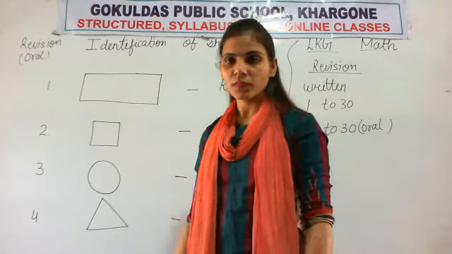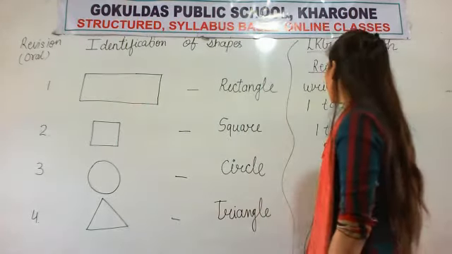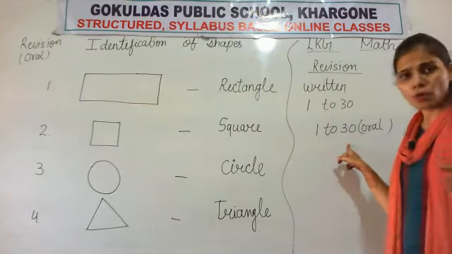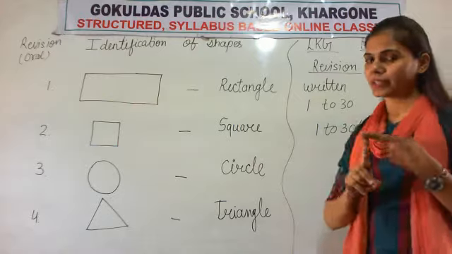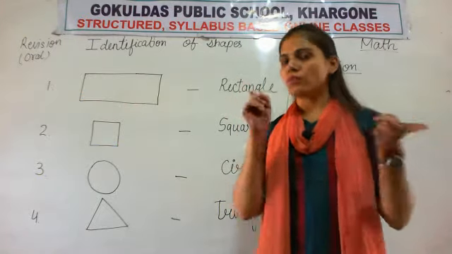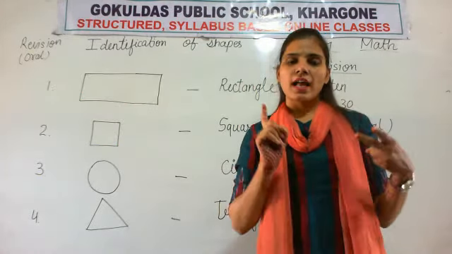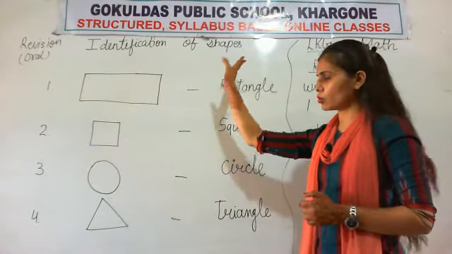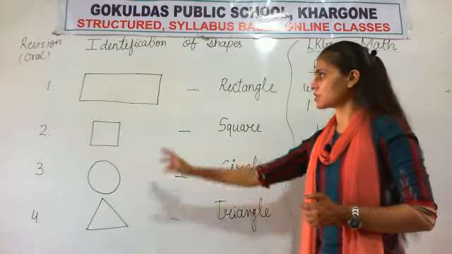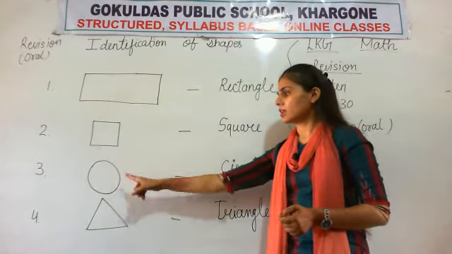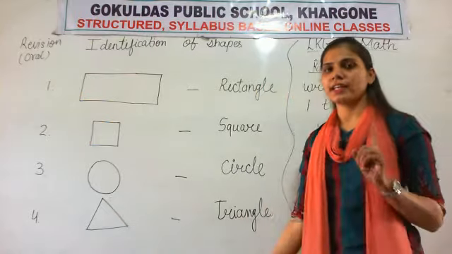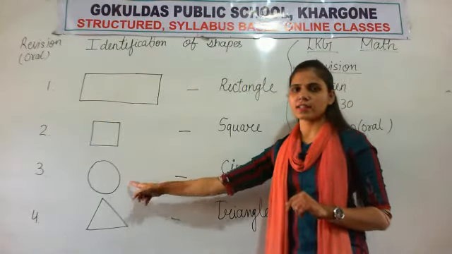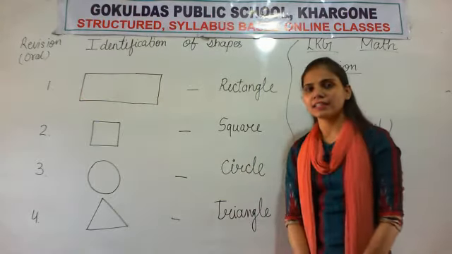Okay. So in this lecture we'll cover 1 to 30 in written, 1 to 30 in oral. Understand? 1 to 30 in written you have to practice, 1 to 30 oral have to practice, and oral exam for shapes. So prepare for all shapes: rectangle, square, circle, and triangle. Say full sentence. This is rectangle, this is square, this is circle, and this is a triangle.